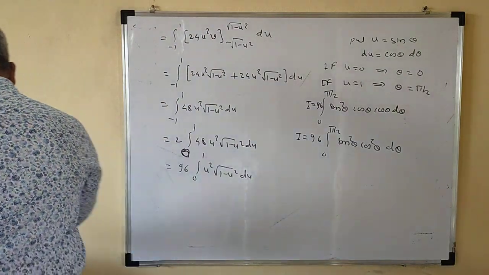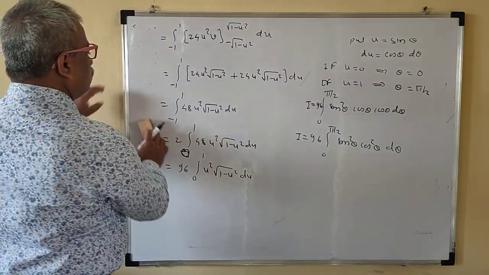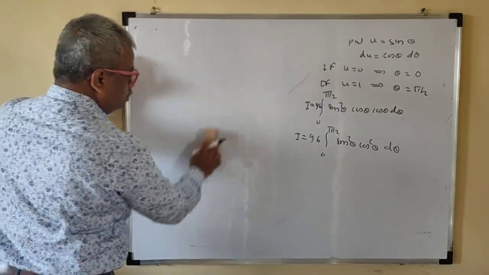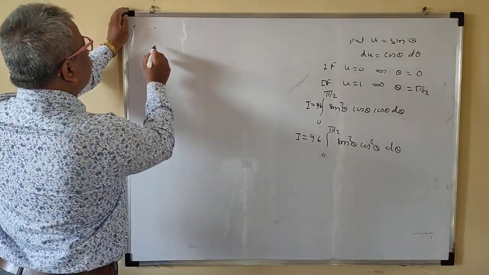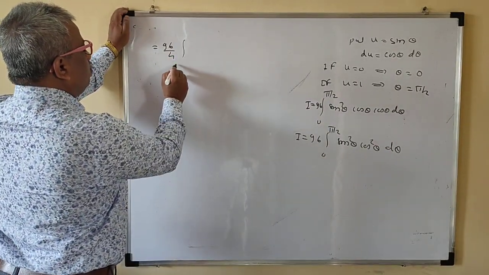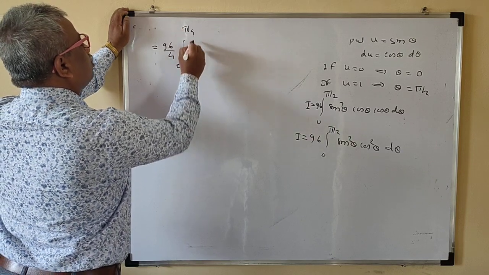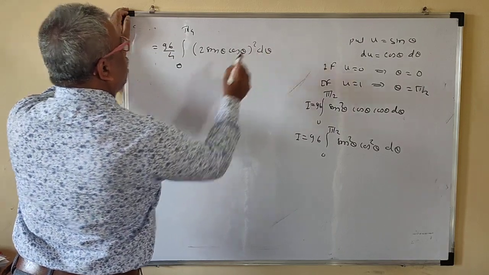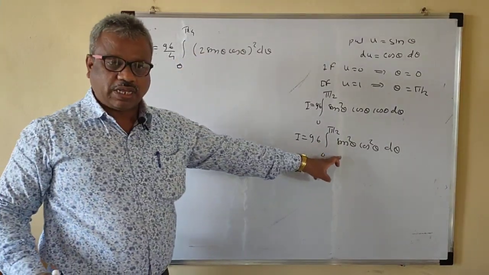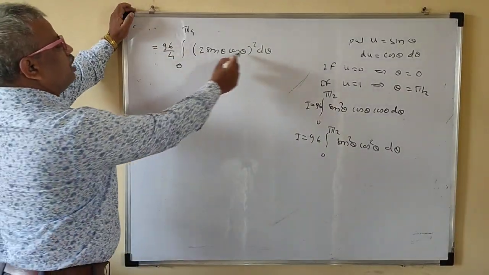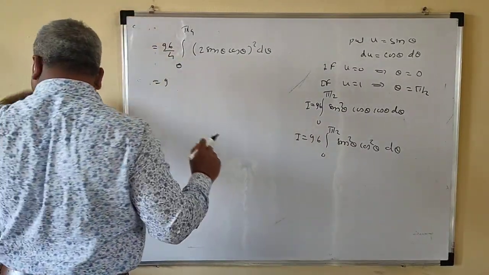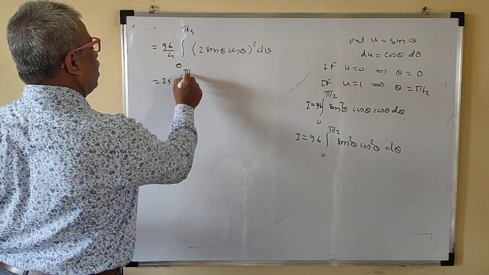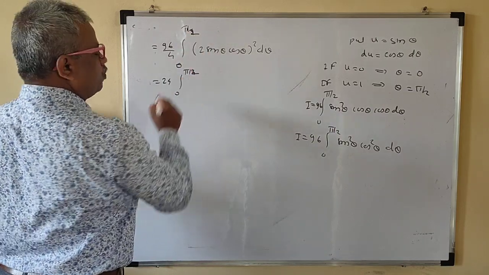Okay, so now what I will do, I will write this as 96 by 4, integral from 0 to pi by 2, of (2 sin theta cos theta) whole square. I have divided and multiplied by 4. And we know that 2 sin theta cos theta is sin 2 theta. So this is 96 by 4, which is 24, integral from 0 to pi by 2, not pi by 4.